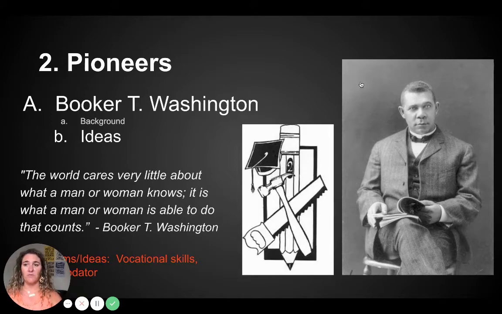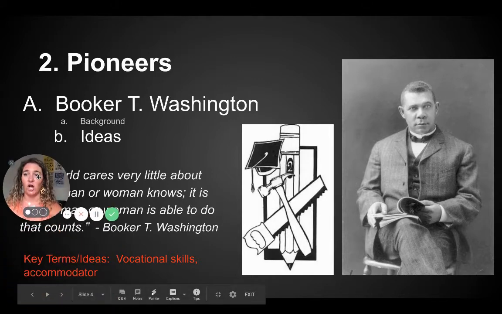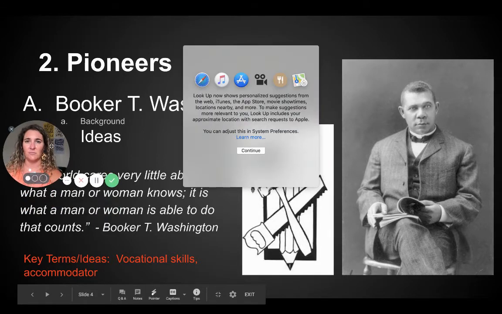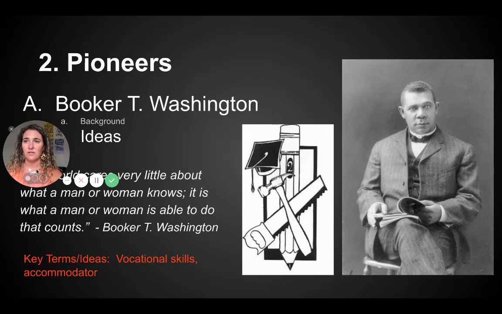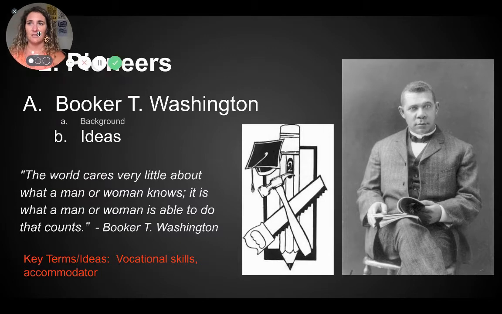A lot of people felt that this was really kind of an accommodator. So you can see, I'm going to move this a little bit so that you can see the key terms down here. A lot of people saw Booker T. Washington as an accommodator. They believed that he was urging Blacks to accept some discrimination for a time and elevate themselves through hard work. So he wasn't demanding enough change quickly enough.